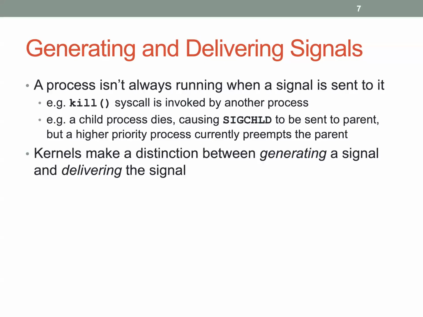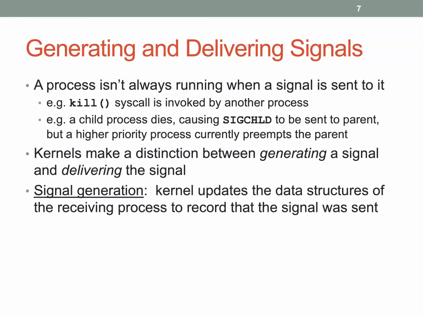So we distinguish between generating the signal, which means queuing up some information to say, hey, this is a signal that's going to be delivered in the future at some point, and then the act of actually delivering the signal to the process that is supposed to receive it. So we separate those two things because that makes the problem much easier to understand. So you have signal generation. The kernel updates the data structures of the receiving process to record that the signal was sent.